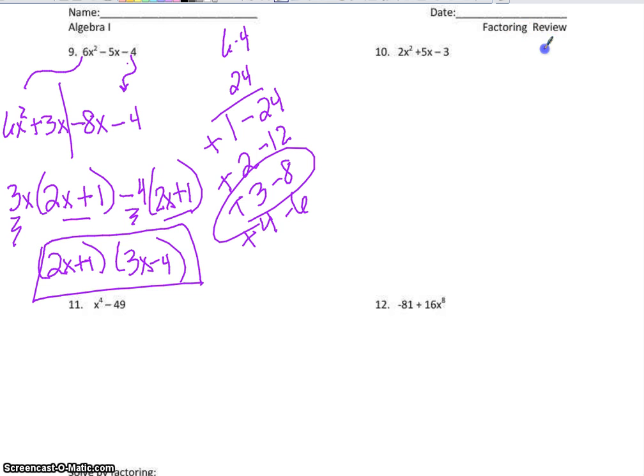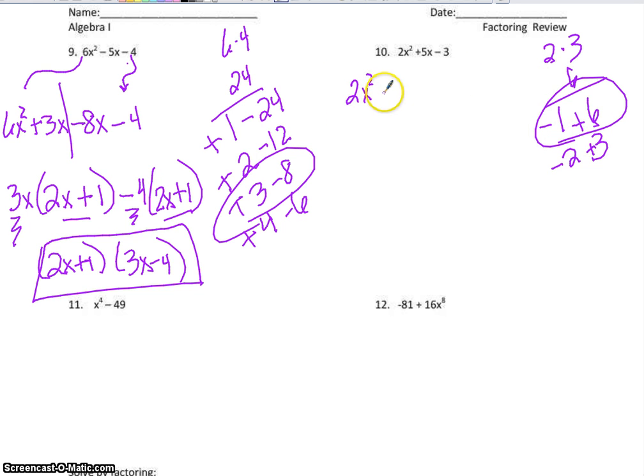Number 10 is the same, so we're going to do 2 times 3 and find the factors of 6. 1 and 6, 2 and 3. Signs are different. Largest one is positive, which means the small one must be negative. They need to equal 5, so we're going to use -1 and 6. Bring down your 2x squared. Pull over the factors that you circled and put an x with it. So minus x plus 6x.